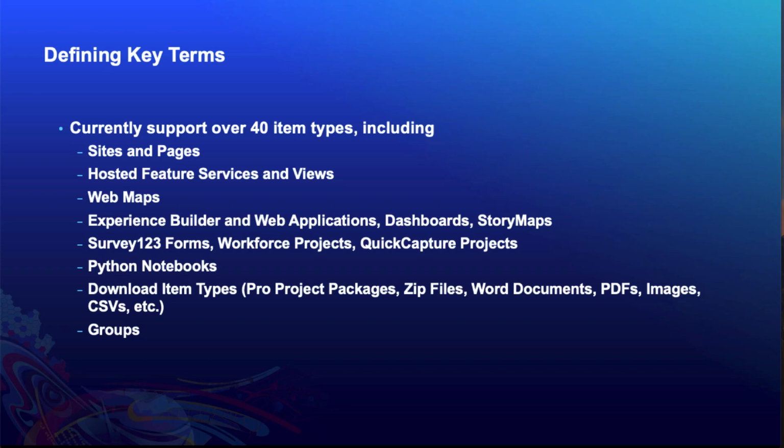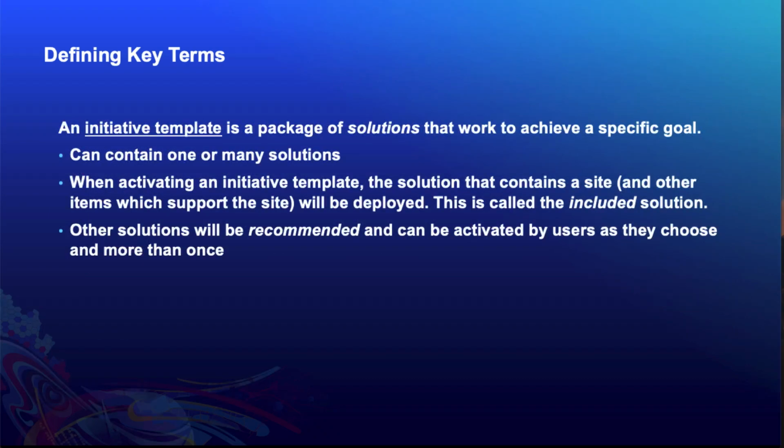But you'll see that this covers many types of items from the ArcGIS ecosystem, plus many binary item types like zip files and Word docs, as well as groups. I mentioned initiative templates earlier, and basically an initiative template is a package of solutions that are related to one another and usually work together to achieve a specific goal. An initiative template can contain one solution that has a site in it or many solutions.